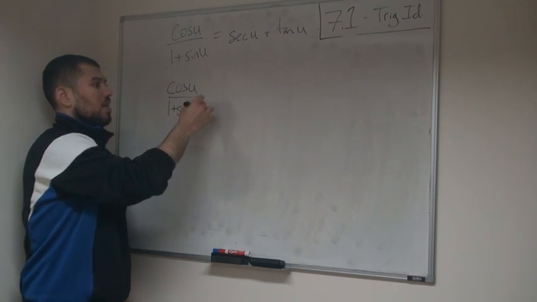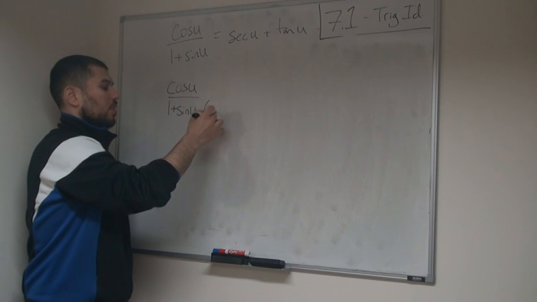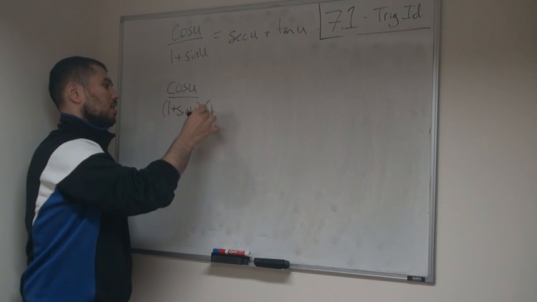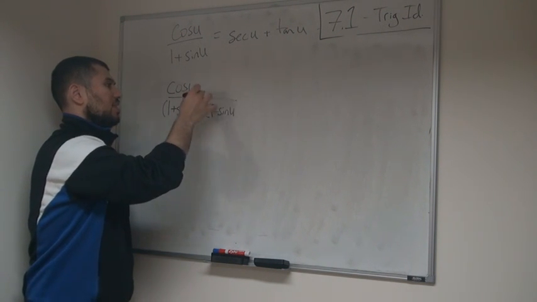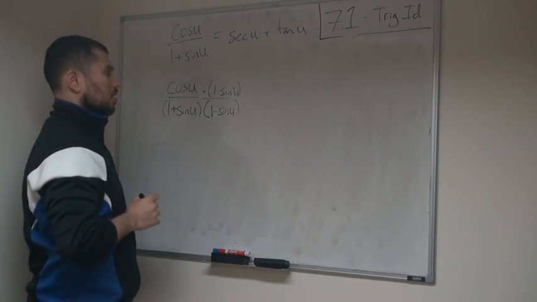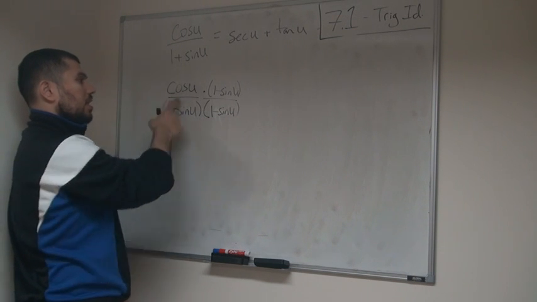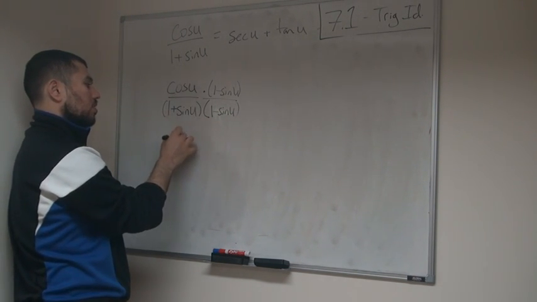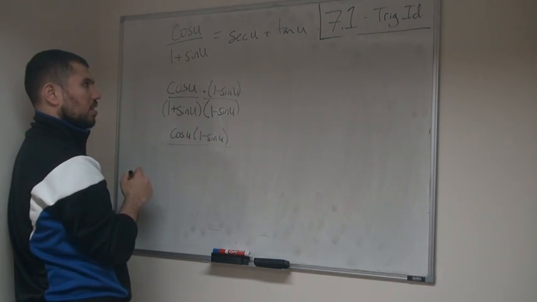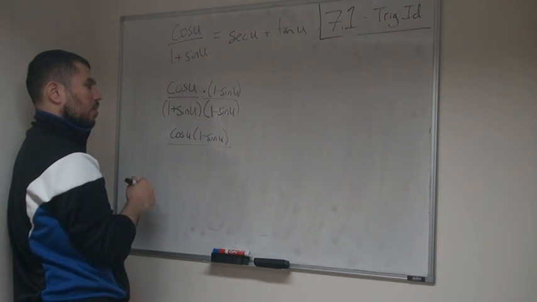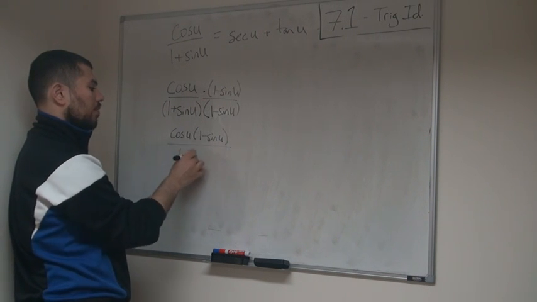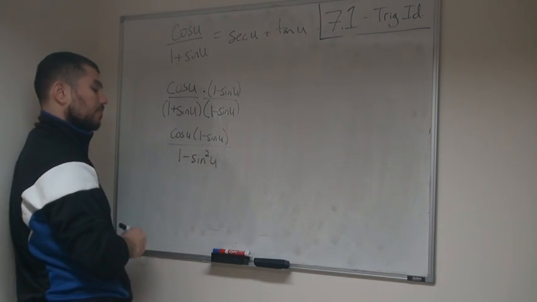I have 1 plus sine u in the denominator. I'm going to multiply by 1 minus sine u. And we're going to see why in a second. 1 minus sine u, 1 minus sine u. Now here, in the numerator, I'd get cosine of u times 1 minus sine u. I don't want to multiply it out just yet. Here I get, again, 1 plus sine u times 1 minus sine u. Let me FOIL that out. I get 1 minus sine squared u.